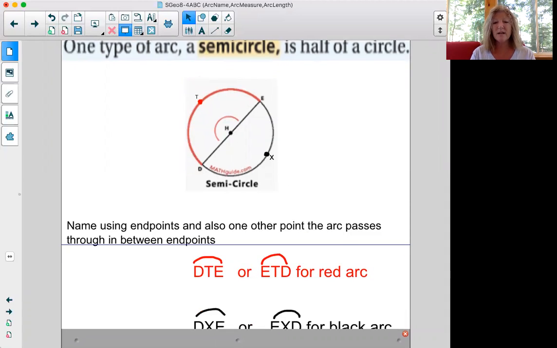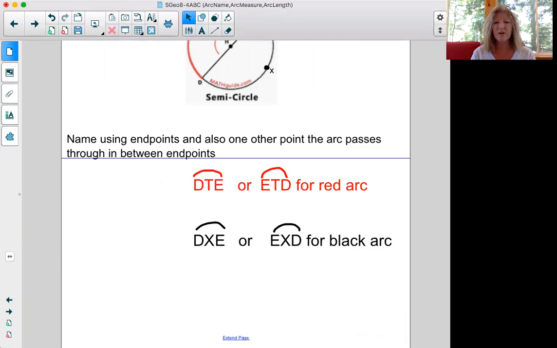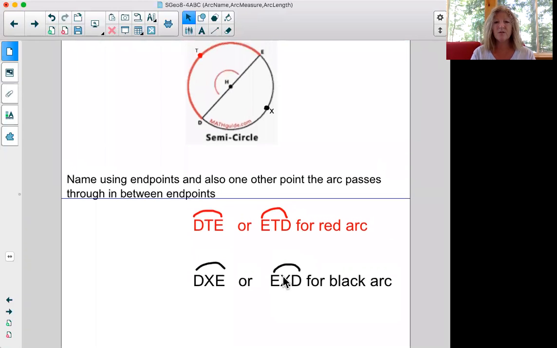What if we wanted to name the black semicircle? If we wanted to name the black semicircle, we would have to start at an endpoint. So you could either name it D through X on the way to E, so DXE with the arc symbol, or you could name it E through X to D, in other words, EXD. And so you have a couple options as long as you begin and end with an endpoint and use any point it passes on its way to the other endpoint.